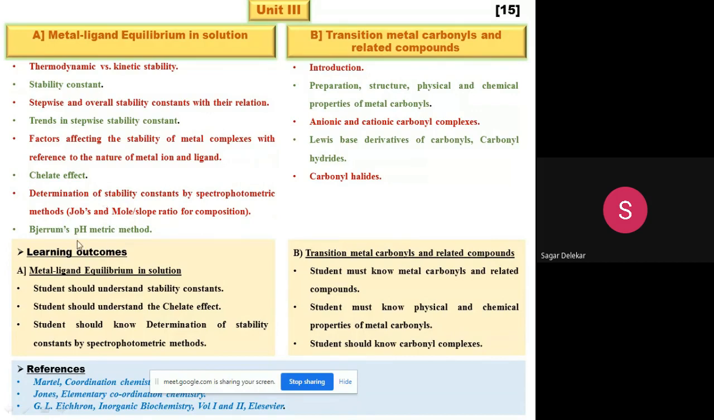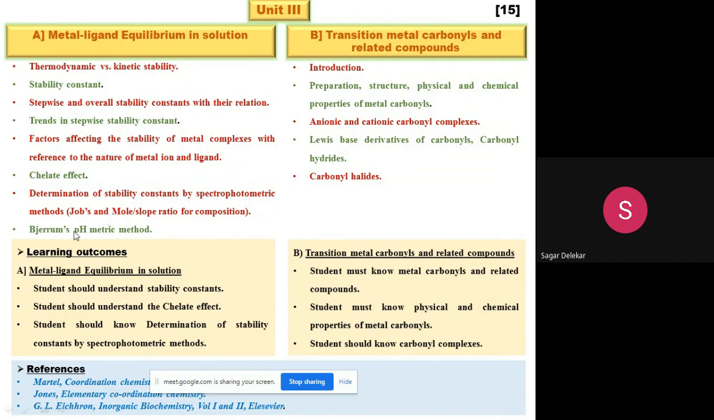And then the second is the Jerome pH metric method. In the spectrophotometric method, the optical density or absorbance of the different solutions is to be measured, and we follow certain calculations. So at the end, we get the stability constant. And in the pH metric method, one can measure the pH. One can make different sets: one for the metal, another for metal plus ligand, and a third for the blank set.